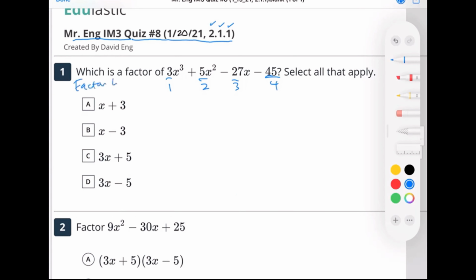Factor by grouping. Remember, there's 2 choices here. You can use the box method. Let's do that part right now. So remember here, I'm going to try to go in a Z. So I have 3x cubed positive 5x squared minus 27x and minus 45.